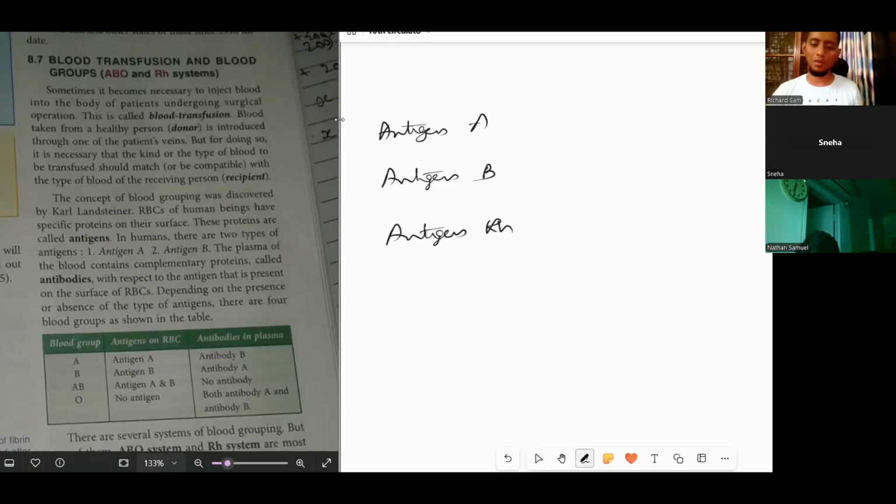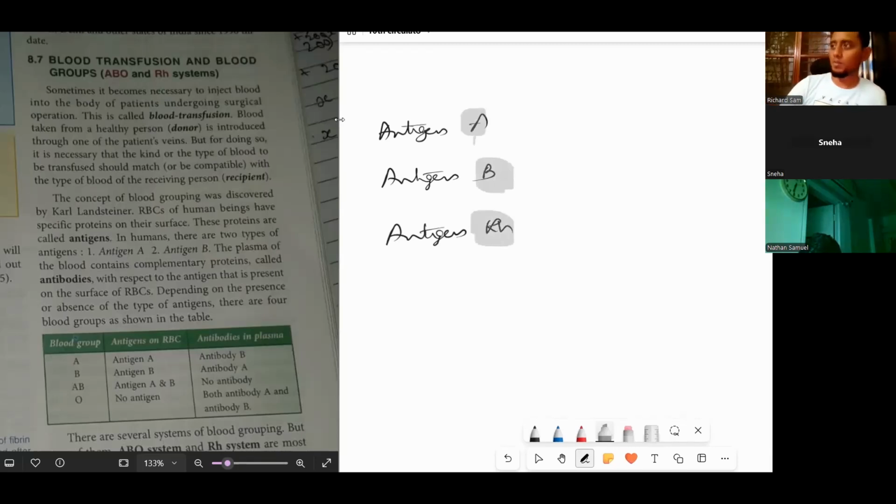Okay. So I'll mark, you tell me what's the blood group. Suppose I have A and Rh, then what's my blood group? A positive. If I have B and A, AB negative. If you have all three, A, B and Rh, AB positive. Do you understand? So tell me which antigens you have in your blood.